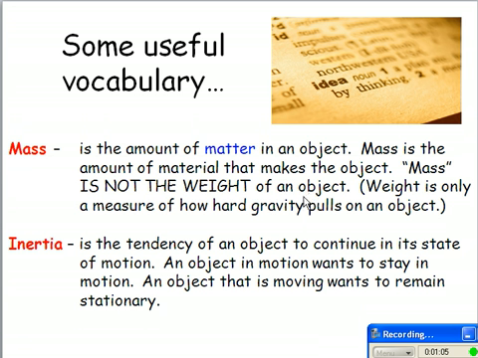It is completely different from the weight of an object. A weight of an object is simply how hard gravity pulls on it, and gravity can change drastically from place to place, but mass never changes. Next concept is inertia, and that's the tendency of an object to continue in its state of motion. So if something is standing still, it'll continue to stand still, and if something's already moving, it will want to remain moving in the same fashion.